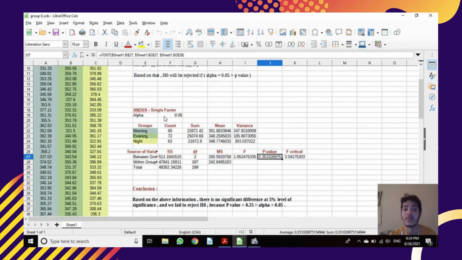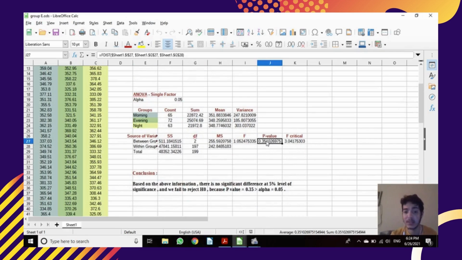So here we have alpha is 0.05, grouped morning, evening, and night. We count all the values based on the shift, and we have the sum of the values, mean and variance. Here we have the source of variance. SS is the sum of squares, DF is the degrees of freedom, MS is the mean square, and we have the F value, P-value, and F critical value.